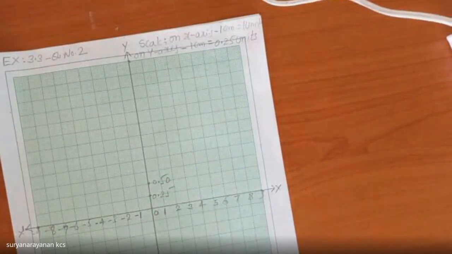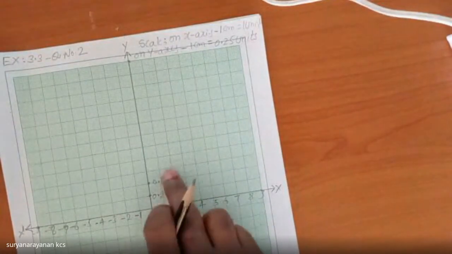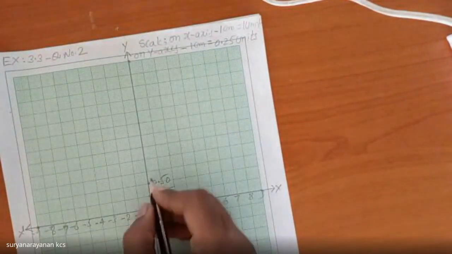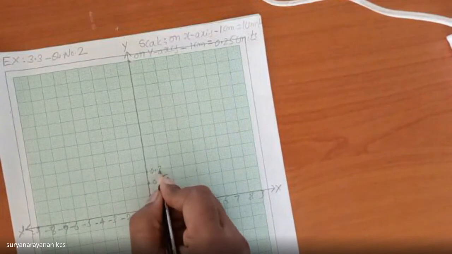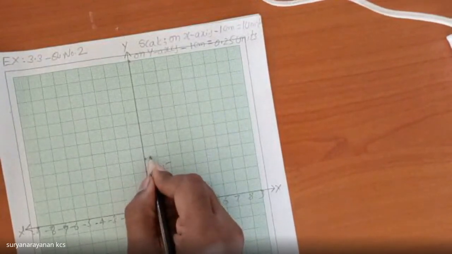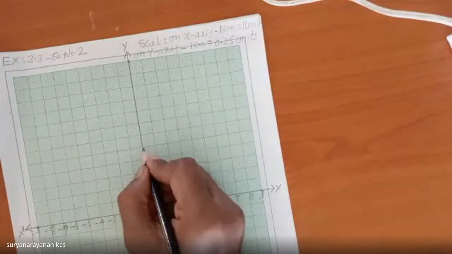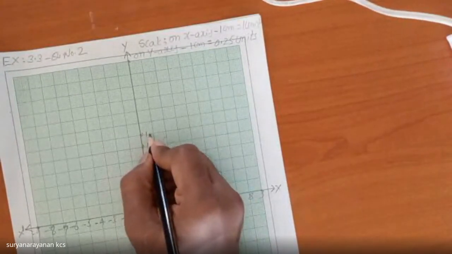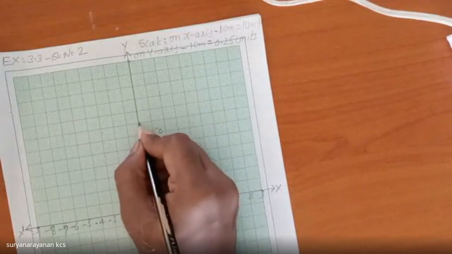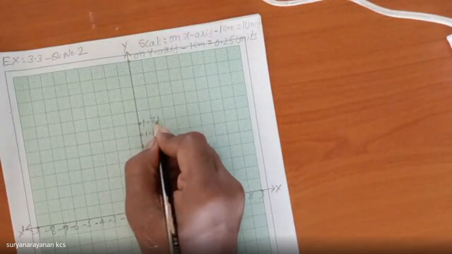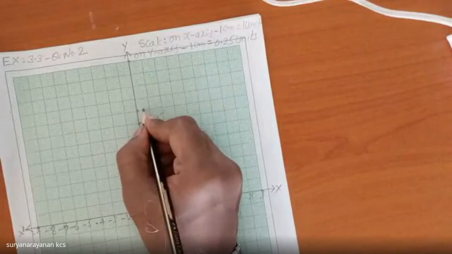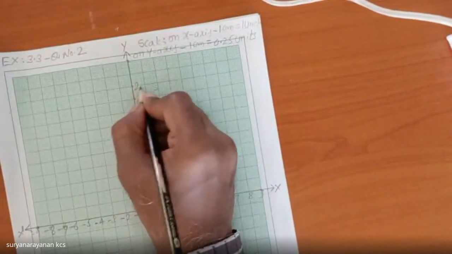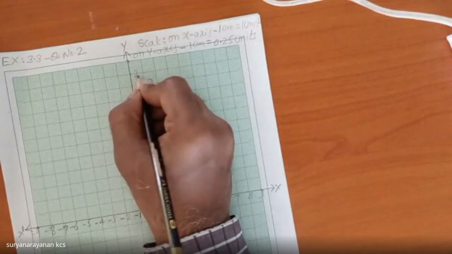0.50. Just write the multiples of 25 on the y-axis. Okay, 0.75. Here 1. Here 1.25. Here 1.50. Here 1.75. Here 2. Here 2.25. Here 2.50. Here 2.75.